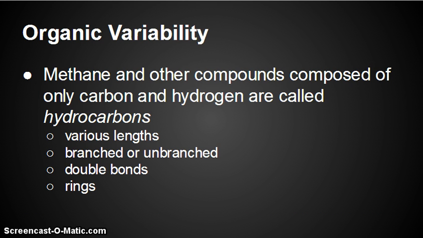So we have a lot of organic variability with these organic compounds. So methane and other compounds that are composed of only carbon and hydrogen are called hydrocarbons. They can be various lengths, they can be branched or unbranched, they can be double bonds, triple bonds, or they can be rings. All of these are going to contribute to their organic variability, and we're going to take a look at how these change these compounds.